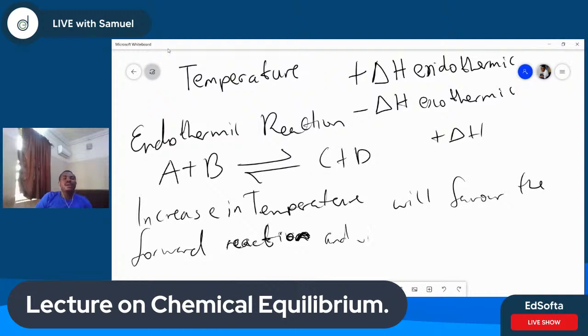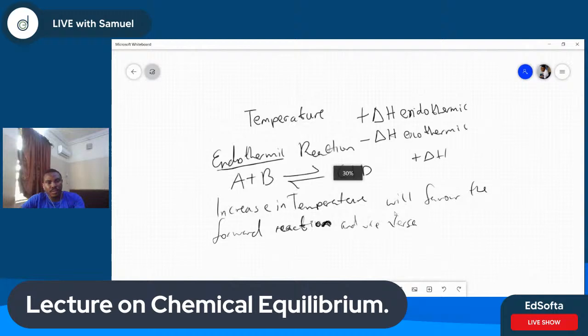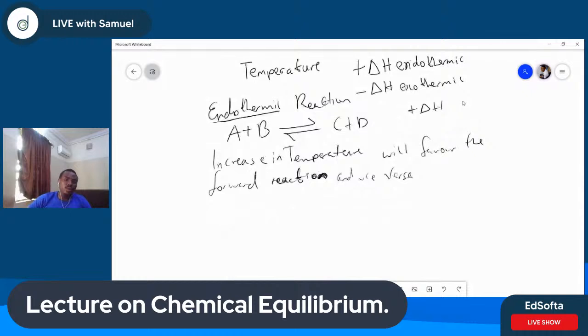And vice versa, meaning that a decrease in temperature will favor the backward reaction. That is in the endothermic reaction. So in an endothermic reaction, an increase in temperature will favor the forward reaction and vice versa.